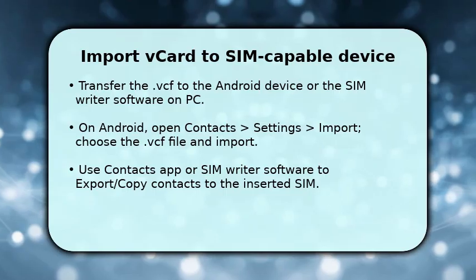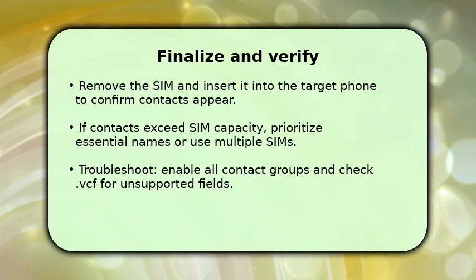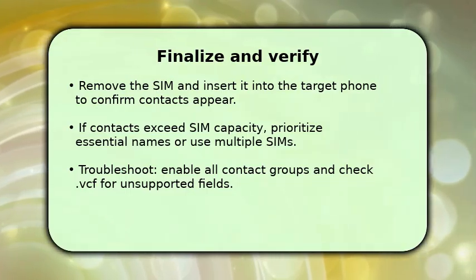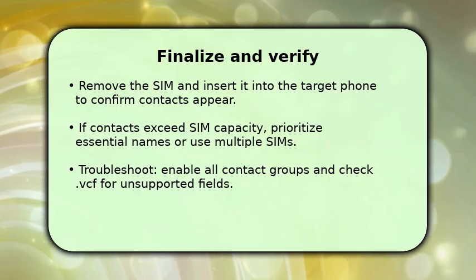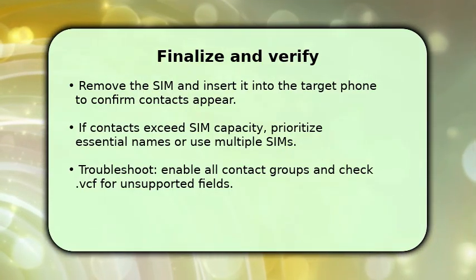Finish by removing the SIM from the Android device or SIM writer and place it into the phone that needs the contacts. Make sure Contacts or Phone app displays the SIM entries. If not, check the app's group visibility settings and enable the SIM group.